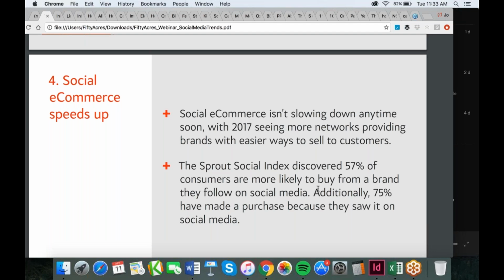Social e-commerce. Social e-commerce isn't slowing down anytime soon, certainly not in my house. We're, I think, one of the best social e-commerce customers in Australia. 2017 is seeing more networks providing brands with easier ways to sell to customers. The Sprout Social Index discovered 57% of consumers are more likely to buy from a brand they follow on social media. Additionally, 75% have made a purchase because they saw it on social media.